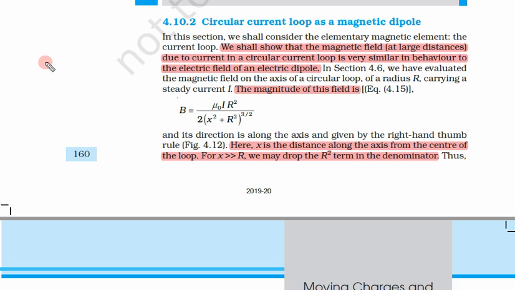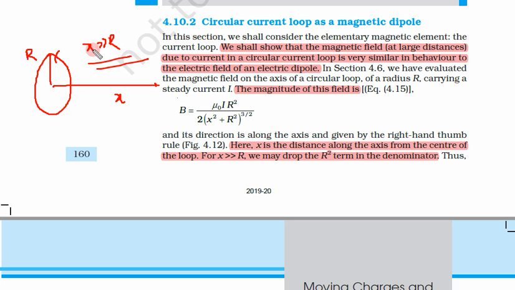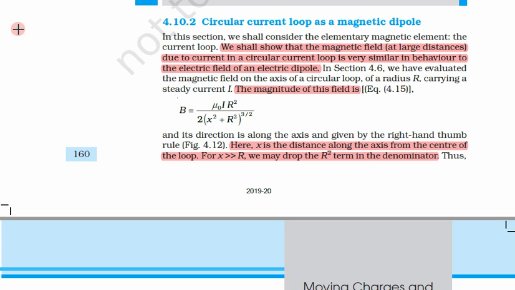So previously we have seen what is the electric field at very large distances. So this is our circular loop and current is flowing in this loop. So if we take very large distances, suppose this is the x distance and now this x is very large. So this is the radius of this loop and this distance x is very large. Then we have to show what is the magnetic field due to this circular loop, and we will find that it is very similar in behavior to an electric dipole.